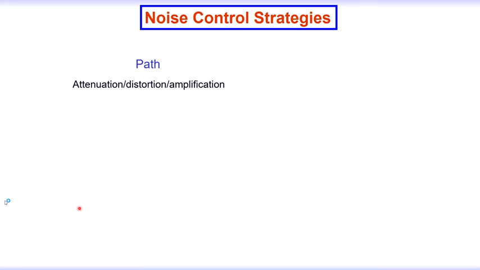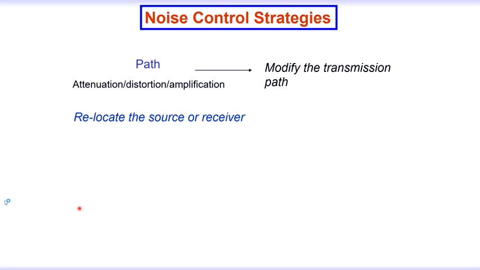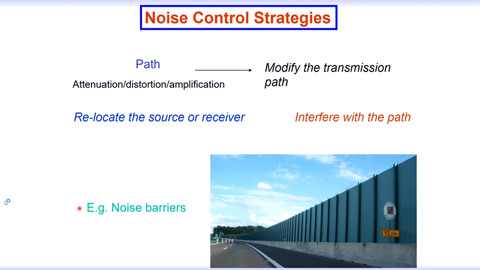The next thing we look at is the path, where we've got the attenuation, the distortion, and the amplification. So we then approach trying to modify the transmission path in order to reduce the noise at the receiver. An obvious thing to do is to relocate the source or relocate the receiver, so we're changing the path between the source and the receiver. Another option is to interfere with the path. And a good example of interfering with the path are roadside noise barriers.